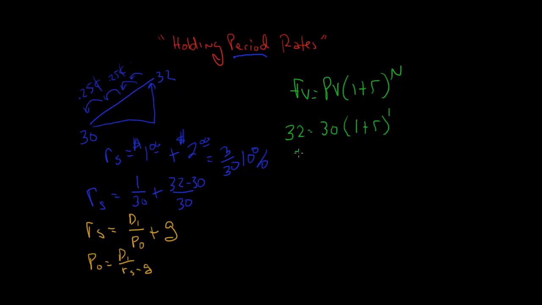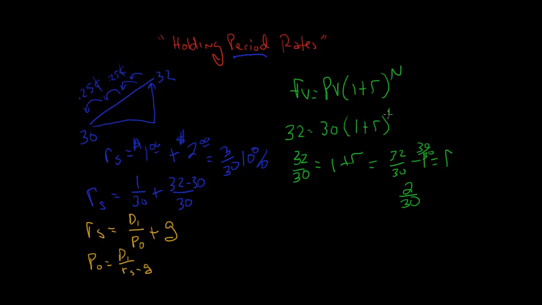I'll divide through by 30. And since it's 1, all I have to do is it'd be 1 plus the R. And if I subtract a 1, it'd look like this: 32 over 30 minus 1 equals R. Of course, I could make this 1 just 30 over 30, and subtract. So I got 2 over 30, which looks very familiar to this right here.